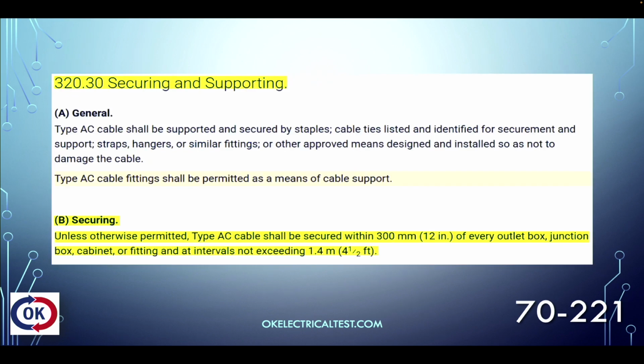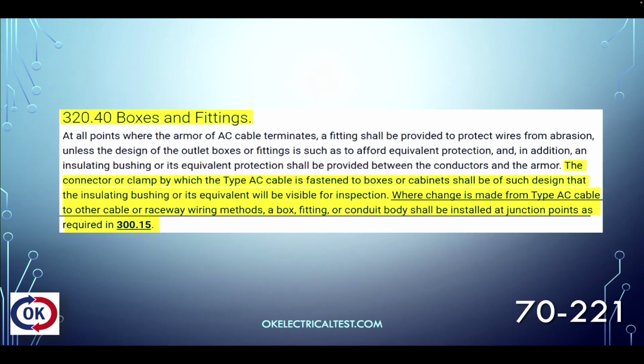Let's go to 320.30. Dot 30, remember, is always going to be our securing and supporting. And so this is securing and supporting of AC cable. Letter B, securing. Unless otherwise permitted, type AC cable shall be secured within 12 inches of every outlet box, junction box, cabinet, or fitting, and at intervals not exceeding 4.5 feet. So not only do we need to secure it within 12 inches of every box, but also every 4.5 feet along the cable.